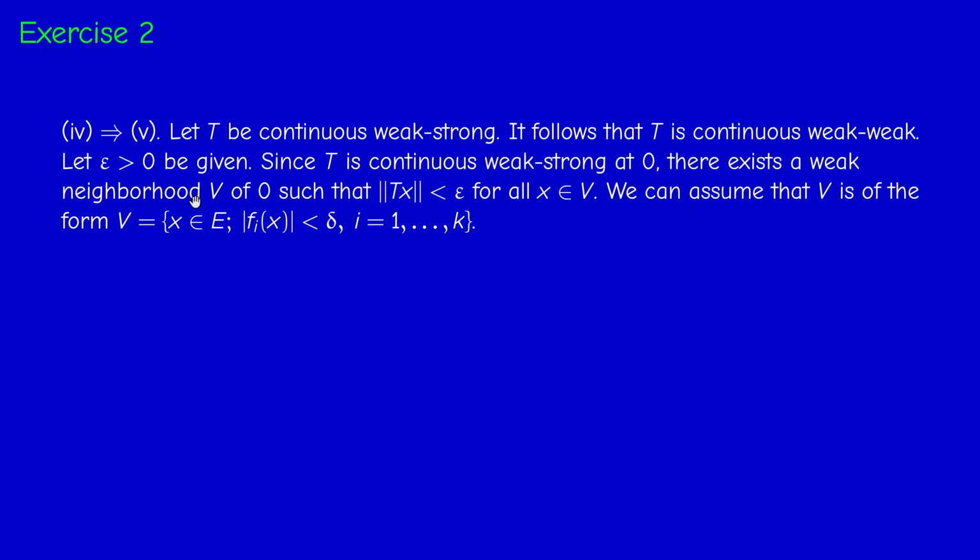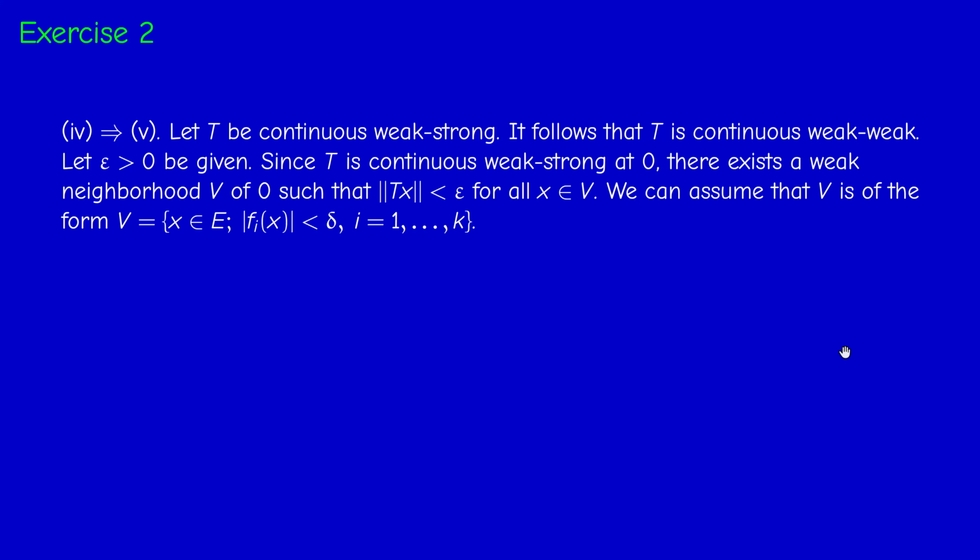Now, since V is a weak neighborhood of 0 in E, V contains a fundamental neighborhood that we discussed in section 4. So we can assume that V is of the form: there are finitely many elements F1, ..., Fk in the dual of E, and a positive number delta. I cannot take epsilon because it's already taken. So we can assume that V is of this special form. This kind of set plays the role of balls in the weak topology. It's not a ball.